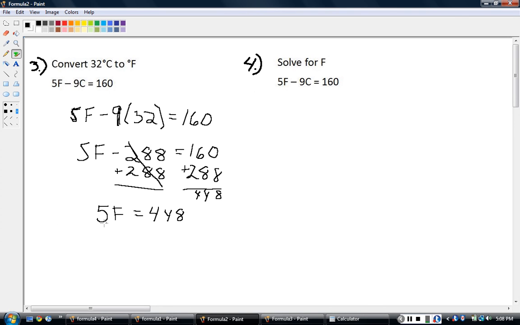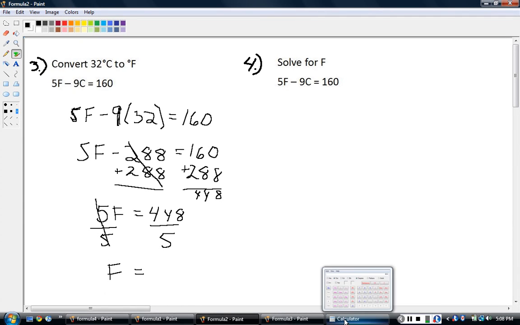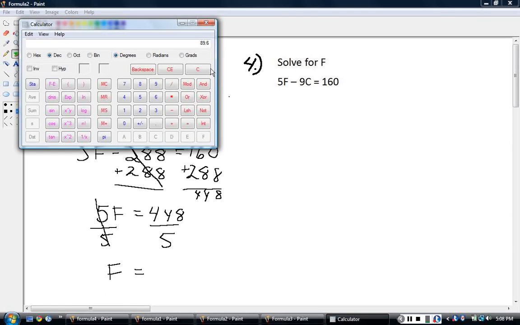And now we are one step away from the solution. I have to divide by 5 to get F by itself, right? Just like before. We've done this before. It's just given to us in a little different way. So F equals whatever 448 divided by 5 is. Let's bring the calculator up and figure that out.